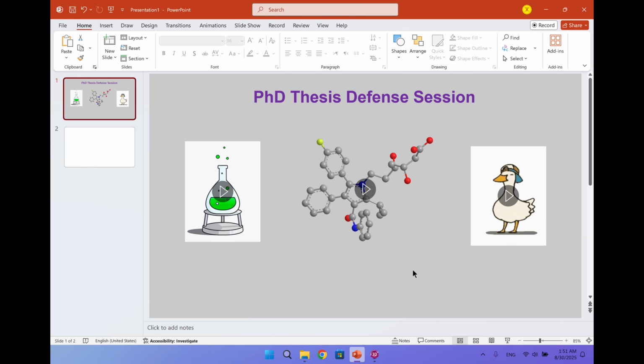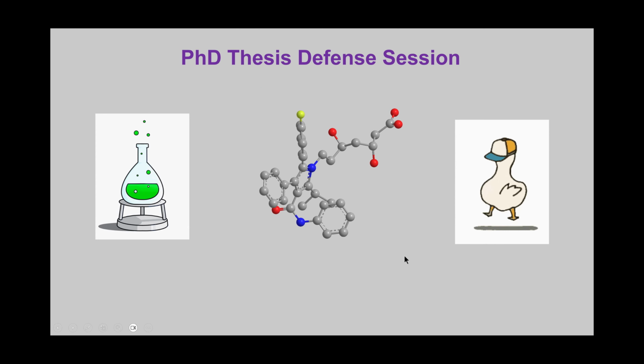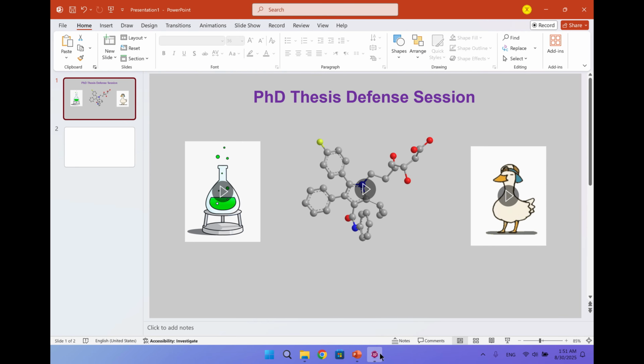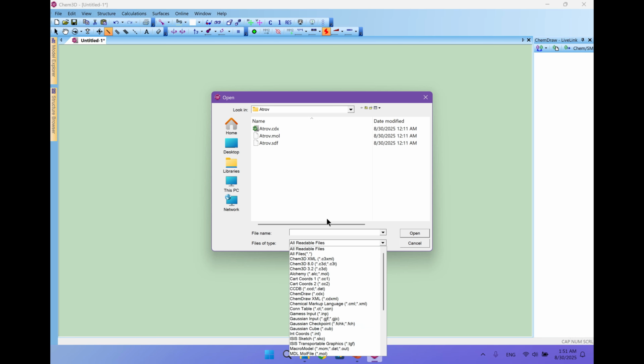Today we are going to make an animation out of an organic structure, as you may see in the defense session. That's a simple job to do. You just need to have the Chem3D application. Here you need to open your structure. That can be a ChemDraw file, mol file, STF file, and anything else that is supported by Chem3D.